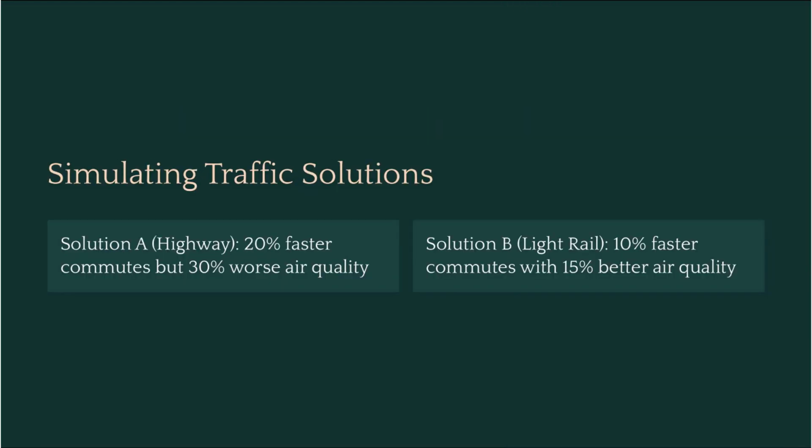We start by simulating traffic solutions separately. Solution A proposes building a massive highway. The model shows this results in 20% faster commutes, which is great, but it leads to 30% worse air quality. Solution B proposes a light rail system. The model shows this leads to 15% better air quality, but only makes commutes 10% faster. Neither solution perfectly hits the best possible outcome we are looking for.